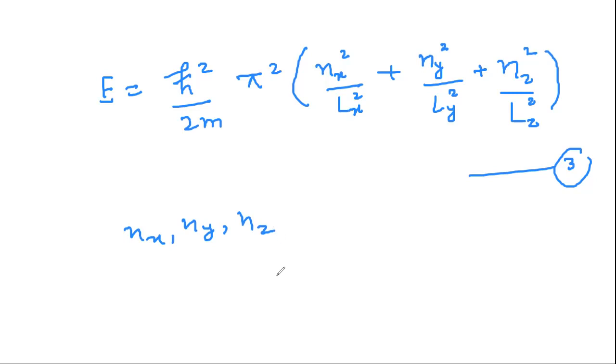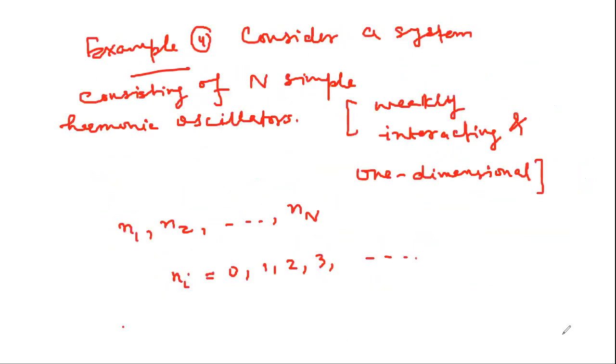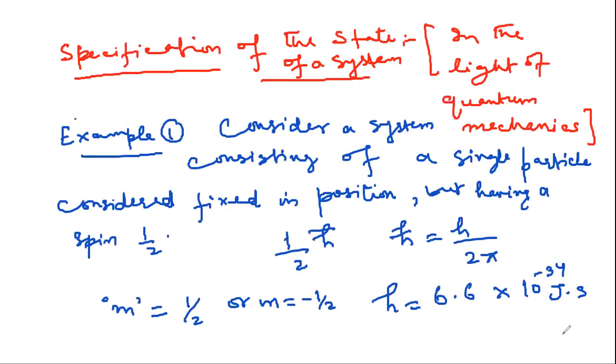So I hope it is clear how in quantum description, the state is specified by the quantum numbers concerned in the problem. So before leaving, let me summarize the lecture. Our lecture was about the specification of the state of a system in the light of quantum mechanics. First, we considered a simple system, a single particle fixed in position, which has spin half, so it can exist in two states. Those states are specified by the value of m.